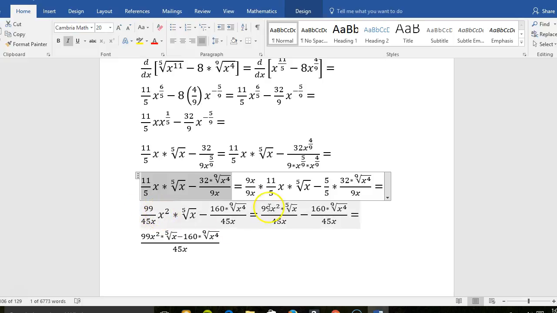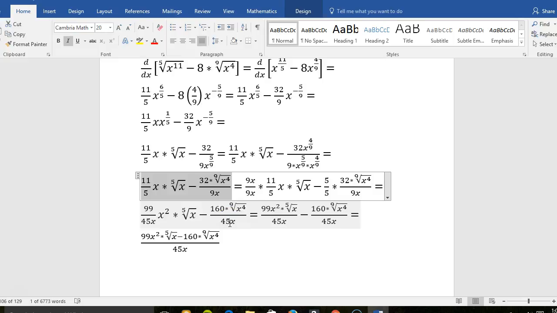Okay. Now over here, minus, now 5 fifths, he just really has one person to bump into. Now this 5 here, I'm going to take the wrath out on the 32, so to speak. 5 times 32 is 160. And I get the 160 here. So I have the 99 over 45x squared times the root of x minus the 160 on account of this 5 times this 32, and then times the ninth root of x to the fourth. That doesn't change. Now, on the bottom, I have this bottom 5 times this 9x here, and I have 45x on account of that.